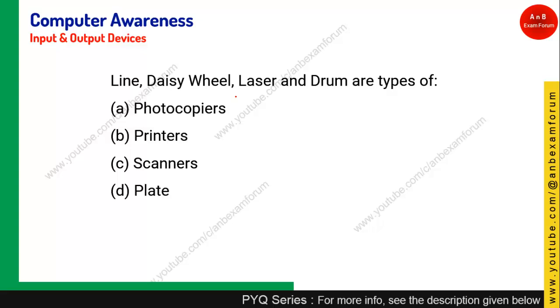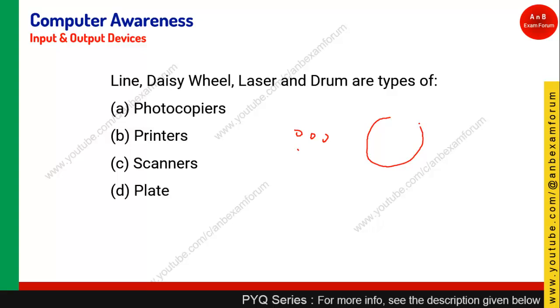Daisy, line, wheel, laser, drum, what are these? These are the types of photocopier, printer, scanner, plotter. Students, remember line printer, if you see, it will print line by line, whereas daisy wheel, we have a large wheel where you have impressions over it, so when it moves it gives print on the paper. Nowadays these are very obsolete, whereas people are using laser printers, so printer is the correct answer.